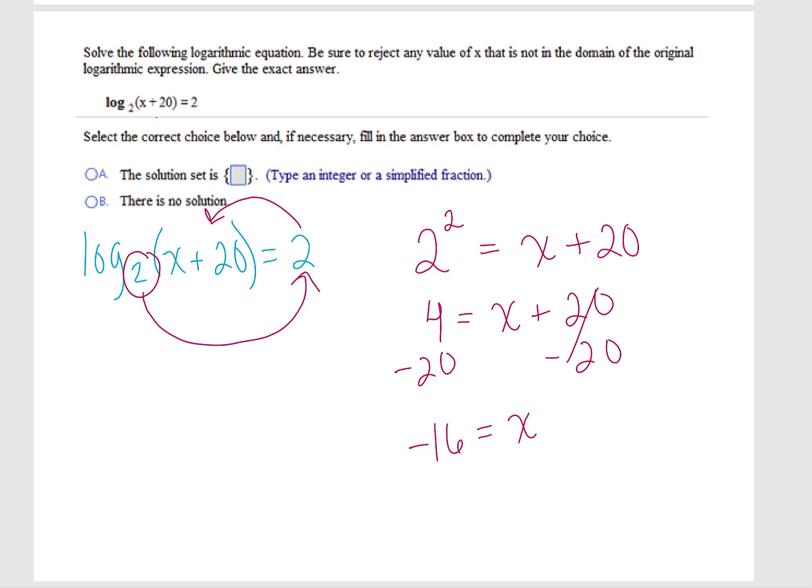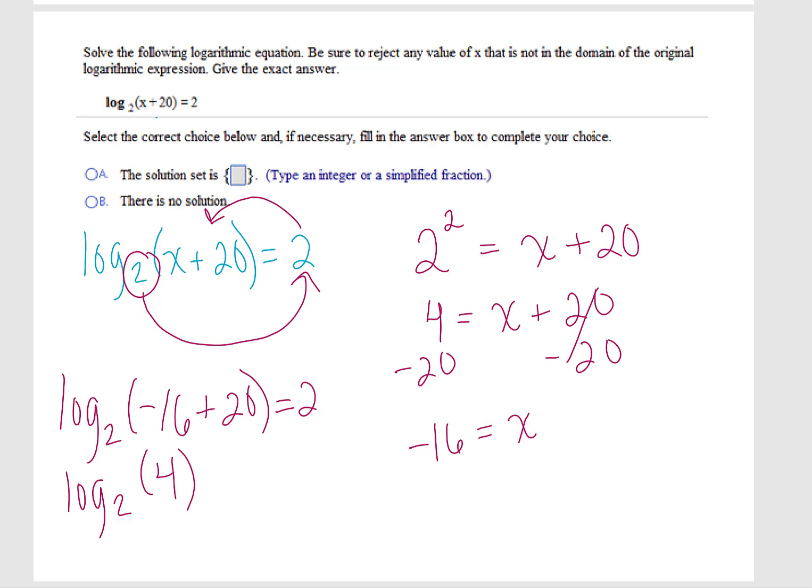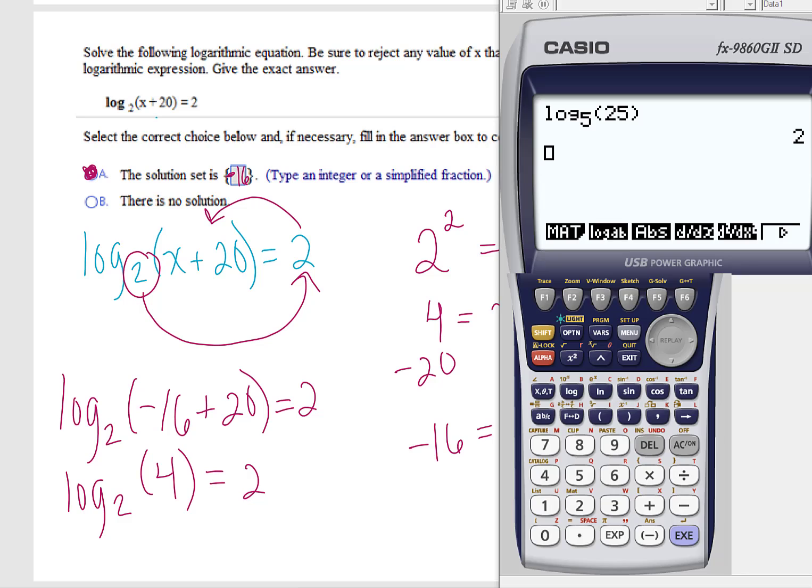So this is why you have to understand that it's not that x cannot be negative 16. It's that when I plug it back into the log, that value that we're taking the log of cannot be negative. When I plug that in, I would get log base 2 of positive 4 equals 2. And that's okay, right? Because that 4 is positive. So my solution set would be negative 16. And we can check that on our calculator.